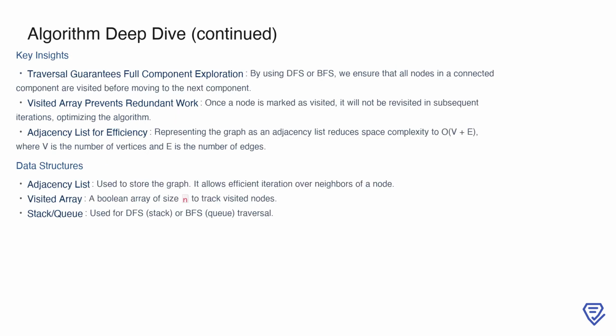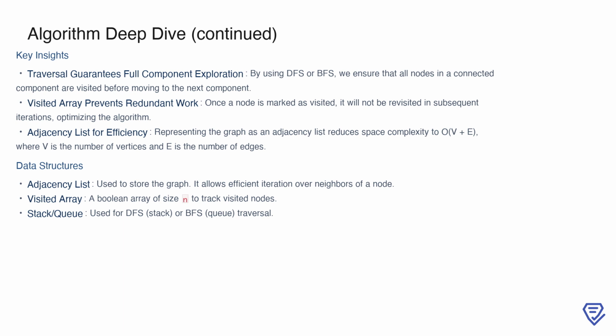There are some important insights to keep in mind about this algorithm. First, by using DFS or BFS, we guarantee that every node in a connected component is visited before moving on to the next component. This ensures that our exploration is both complete and efficient. The visited array plays a critical role in optimizing the process. Once a node is marked as visited, it won't be revisited in subsequent iterations, saving unnecessary computation. Additionally, representing the graph as an adjacency list is both space and time efficient. This representation reduces the space complexity to O(V + E), where V is the number of nodes and E is the number of edges.